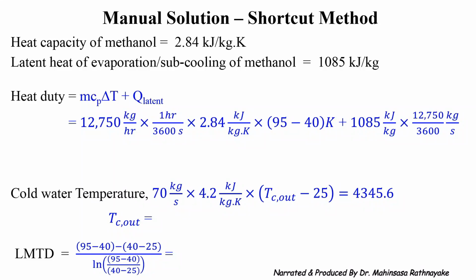First, using the shortcut method, we can find out the heat duty for this heat exchanger. For the heat duty, we need to account the latent heat and subcooling of methanol, because initially methanol is in vapor state. So we can calculate the total heat duty is equal to 4345.6 kilowatt. Using the calculated heat duty, we can estimate the cold water outlet temperature is almost equal to 40 degrees Celsius. As well, we can calculate the logarithmic mean temperature difference is equal to 30.8 degrees Celsius.